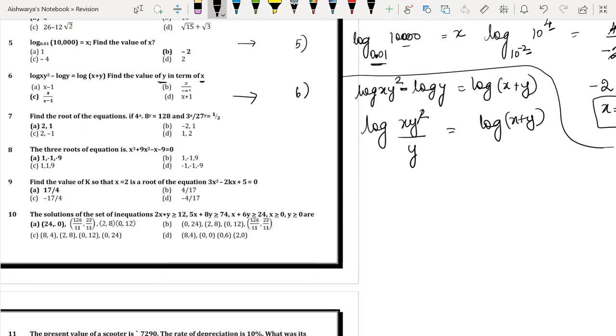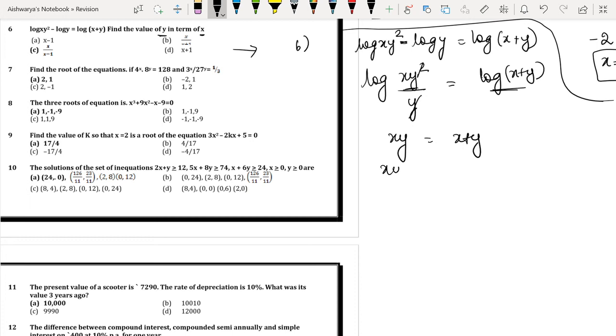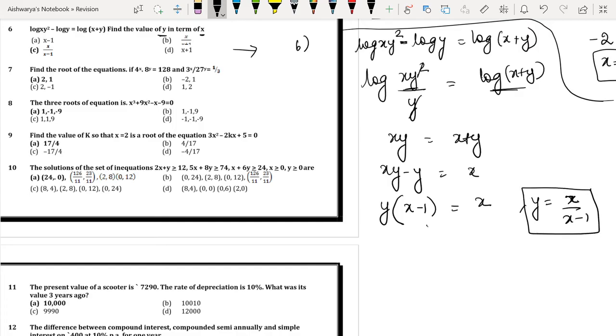Now in this you're going to cancel this with the y. So what you have is log xy. Now next step, you take out log on both the sides. You will get xy is equal to x plus y. Okay. You combine the y on both the sides and keep the x on the other. Now y, when you take out common, x minus 1 is equal to x. So your y is equal to x divided by x minus 1. So your option C matches with that. Are we clear?